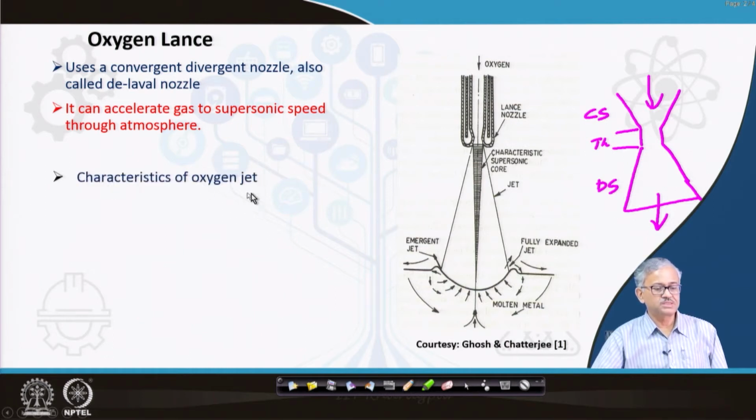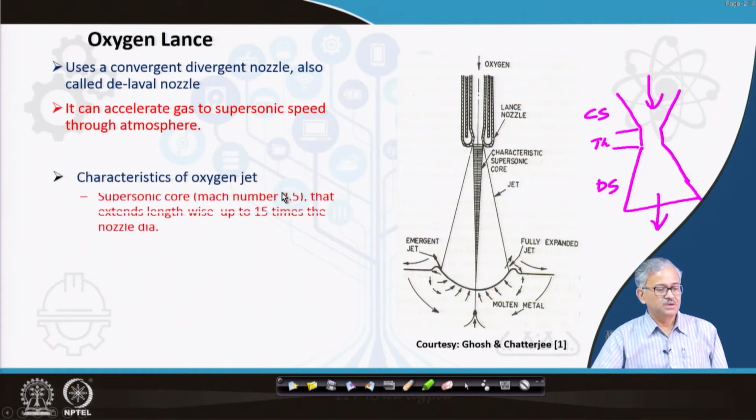And some characteristics of the oxygen jet you must see. First thing is that the supersonic core Mach number is 2.5. What is this Mach number? Mach number is the velocity of the oxygen jet divided by the velocity of sound, and that is 2.5. That is, the velocity of the oxygen jet is 2.5 times the velocity of sound, right?